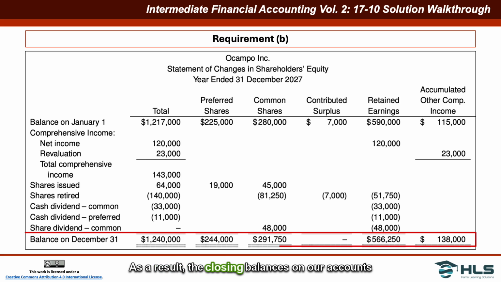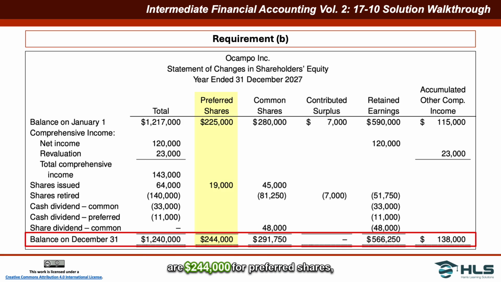As a result, the closing balances on our accounts are $244,000 for preferred shares, $291,750 for common shares. The contributed surplus balance is now gone. The retained earnings is $566,250, and the ending balance in the accumulated other comprehensive income account is $138,000 for a total of $1,240,000.